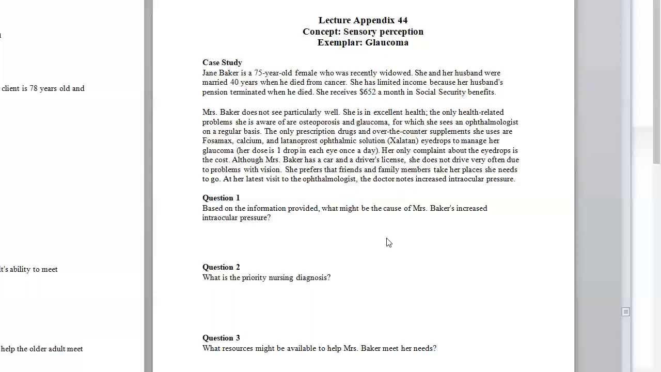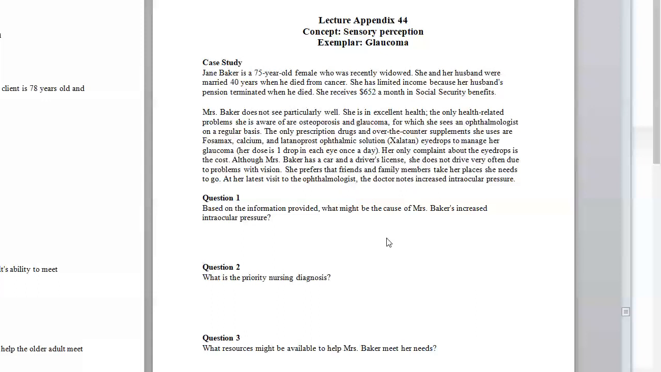She's in excellent health. The only health-related problems, as she's aware, are osteoporosis and glaucoma, for which she sees an ophthalmologist on a regular basis. The only prescription drugs and over-the-counter supplements she uses are Fosamax, calcium, and latanoprost ophthalmic solution, which is Xalatan eye drops, to manage her glaucoma. Her dose is 1 drop in each eye once a day. Her only complaint about the eye drops is the cost.